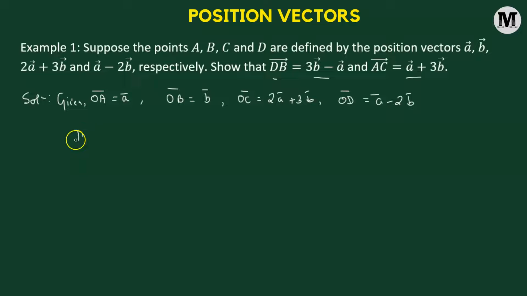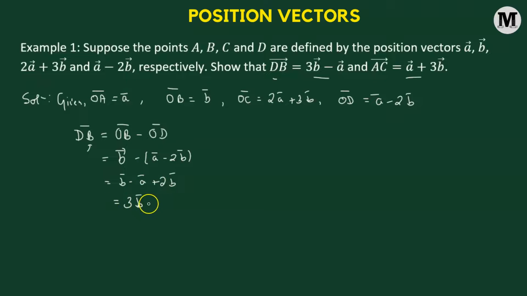Okay, let's try to find out the DB vector. So DB vector will be defined as, we'll have to look at the head first. So that means we'll consider the position vector of the head, and from here subtract the position vector of the tail. So the tail is going to be OD vector. Now let's use the value OB vector, that's B vector. And what's OD vector? So that's A vector minus 2B vector. Now that means we have B vector minus A vector. The negative of negative 2B will become positive 2B vector, and this becomes equal to 3B vector minus A vector. So we have shown that DB vector corresponds to the vector 3B vector minus A vector.